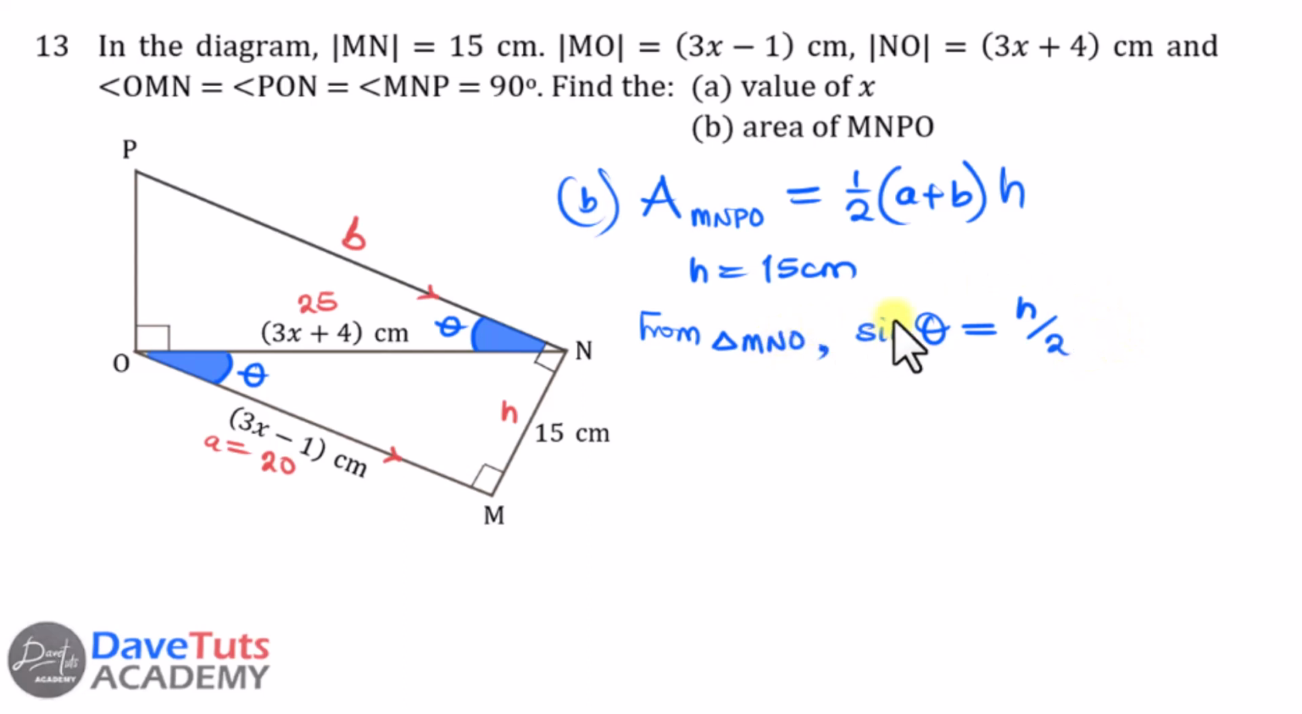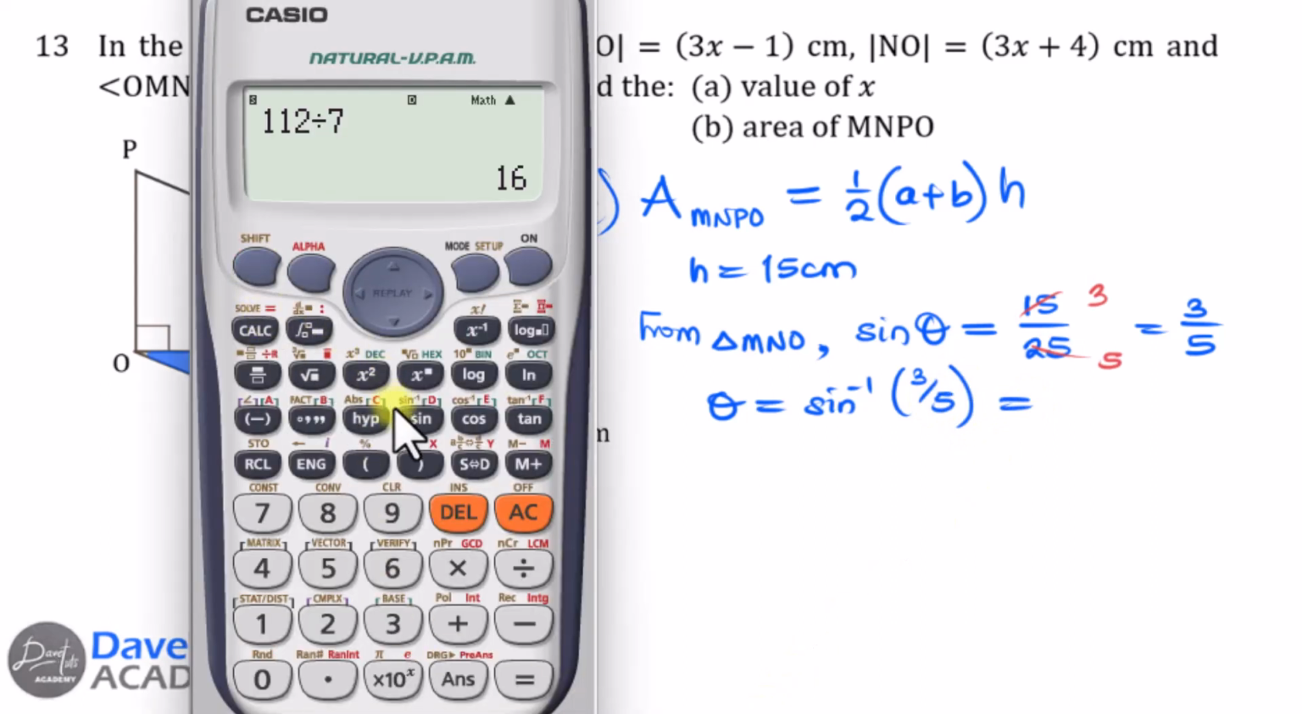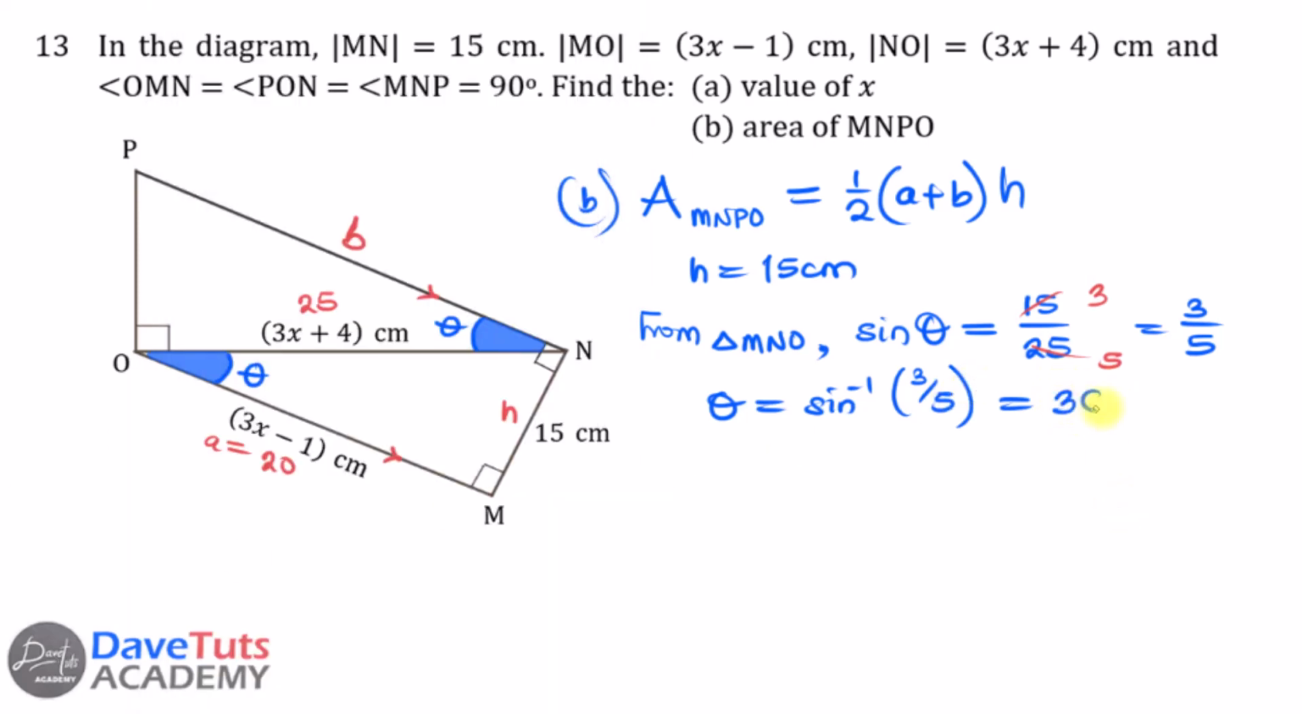Okay, and of course h was 15. Sine theta is 15 over 25, which is, of course, 5 can go 5. So that is 3 over 5, such that theta is arc sine 3 over 5. Can we get that? Yes, we can. So what is arc sine 3 over 5, which is 0.6? This is 36.8698, or let me say 36.87. So this is 36.87.